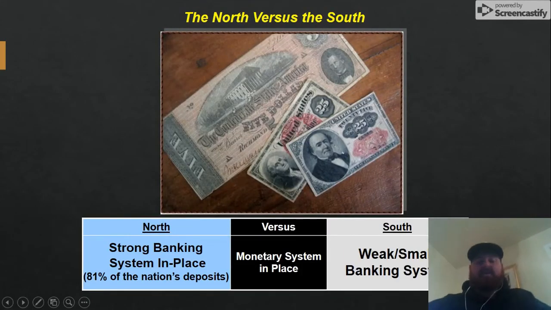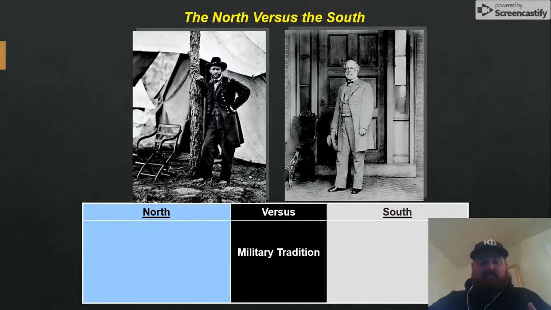In the monetary system, because the South had a smaller industrialized economy, mainly based off agriculture, their monetary system was a lot weaker, and they had a small banking system. And then in the North, it was a strong banking system because they were a lot more industrialized, and they had a much stronger system in place. Okay, and so they even controlled 81% of the nation's deposits.